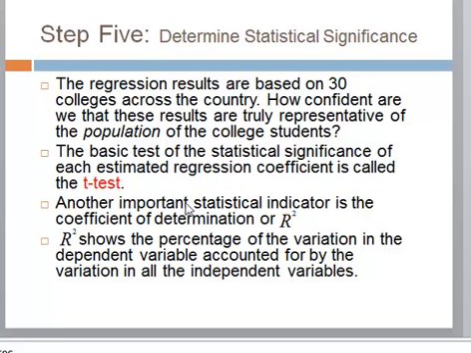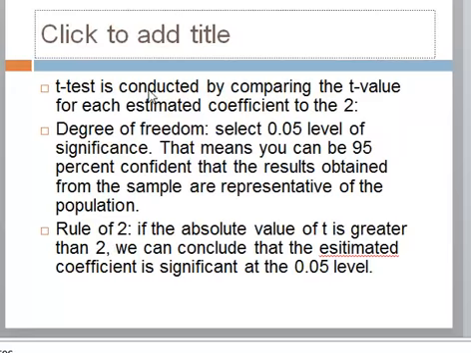Another important statistical indicator is the coefficient of determination. It's written as R-square. R-square shows the percentage of the variation in the dependent variable accounted for by variation in all the independent variables. You can find the value for R-square in the summary output in Excel. The t-test is conducted by comparing the t-value for each estimated coefficient to the value of 2. So how do we find a t-value for each estimated coefficient?